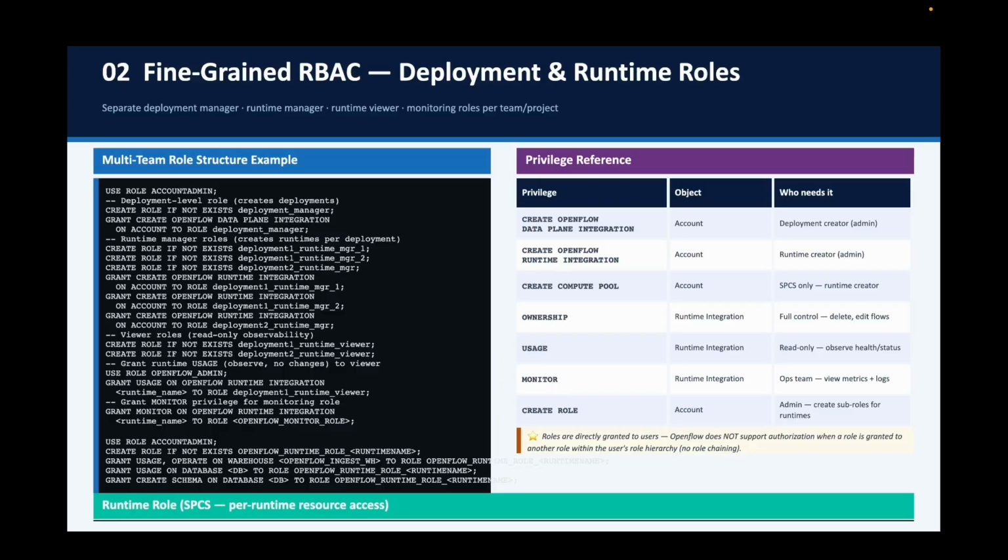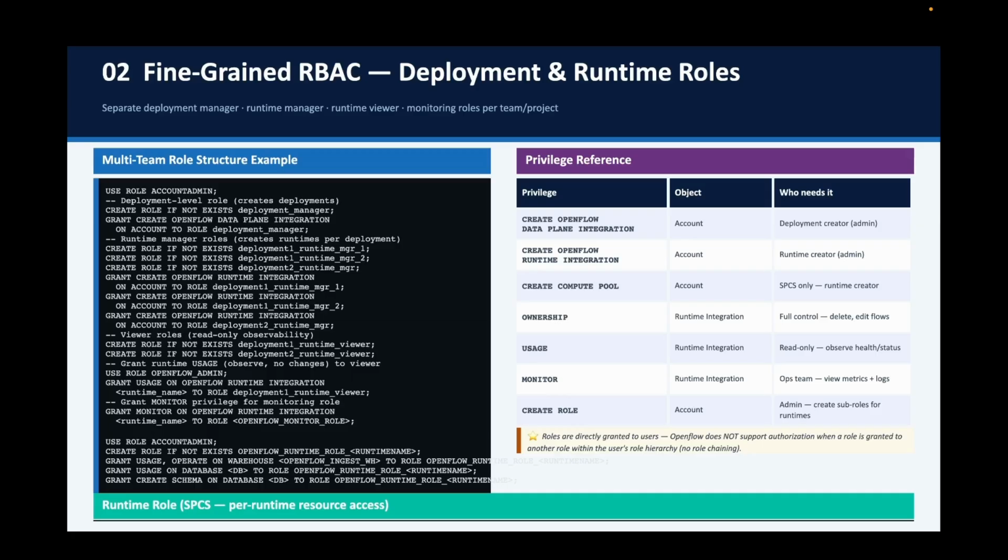And similarly, you have use role account admin, create role if not exists Openflow runtime role for SPCS deployment. And grant usage and operate on a warehouse because SPCS needs a warehouse to run the runtime and corresponding process groups. Also grant usage on database to role Openflow runtime role. Grant create schema on database to role Openflow runtime role, where you can establish a specific database schema and create corresponding tables using that role.